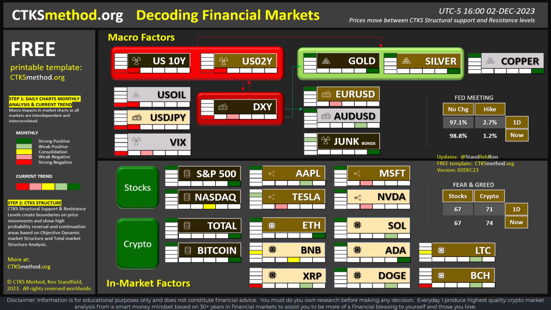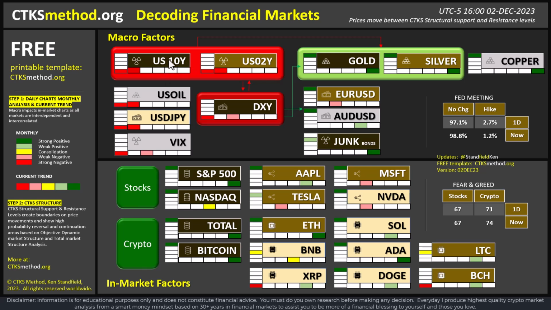Inside the monthly service video on the ctksmethod.org, I explain how to read and form this chart, how to understand the current trend and the monthly. The next part of this structure is to understand where the reversal or continuation patterns are. But for now, this is a very powerful thing to do. I'll just explain it a little bit more.